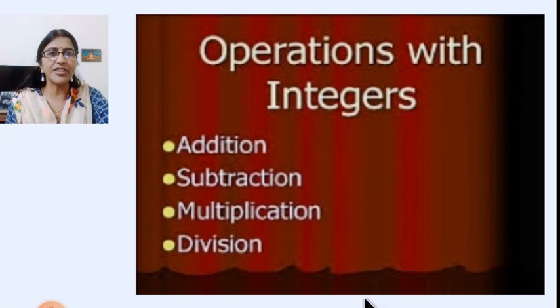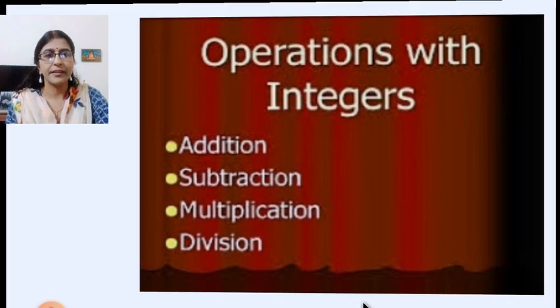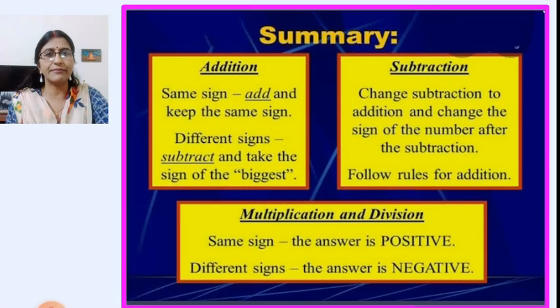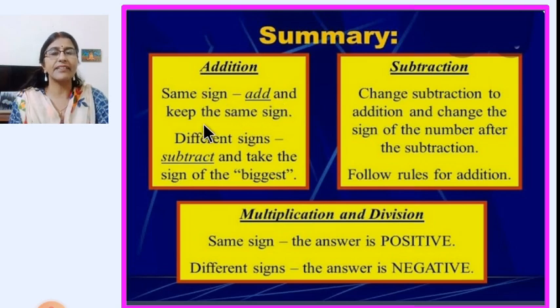Now these are the operations which we have learned. Operations with integers: we have learned addition, subtraction, multiplication and division in the previous presentation. Now this is the summary which we have learnt before. First, addition: when we add two integers of the same sign, we will add them and keep the same sign. And when we add two integers of different sign, we have to subtract and take the sign of the biggest. You have learnt it.